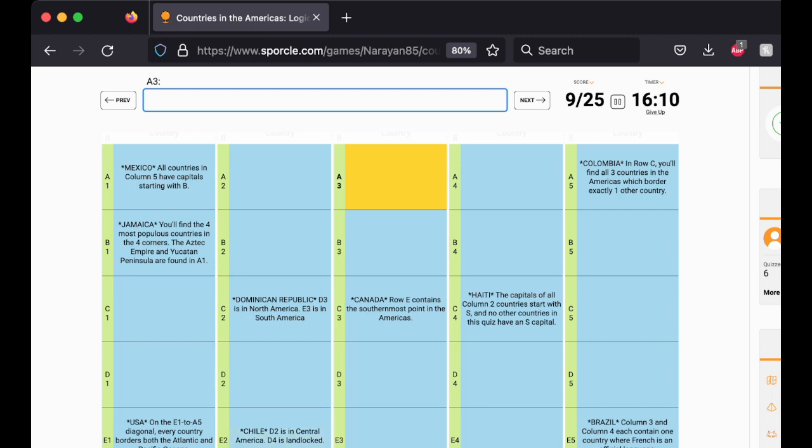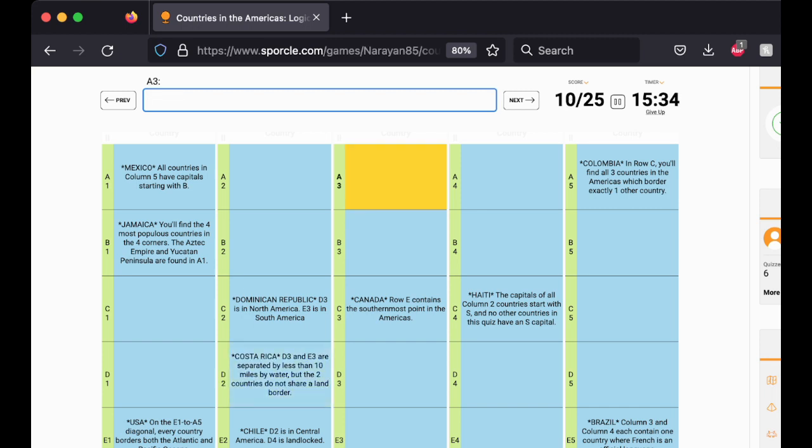Alright. D2 is in Central America. So we have to think about this. A Central American country that borders both the Atlantic and the Pacific and whose capital starts with an S. Costa Rica's capital is San Jose. So I'm going to guess San Jose is D2. Or no, sorry, Costa Rica is D2.